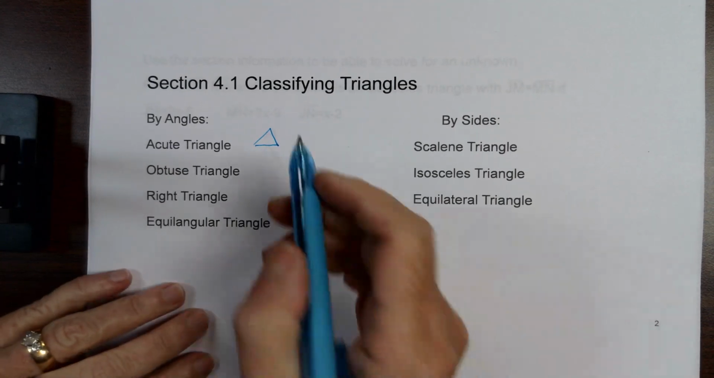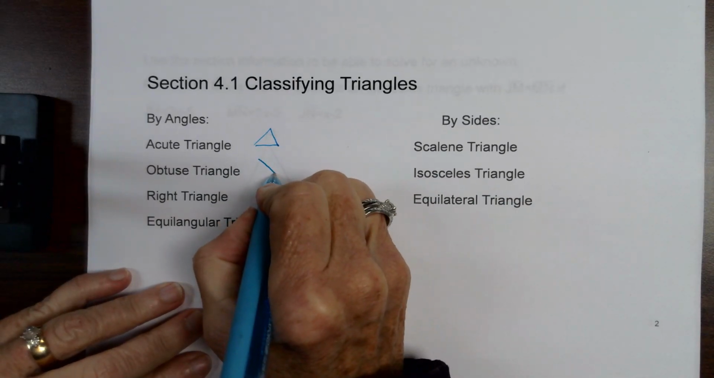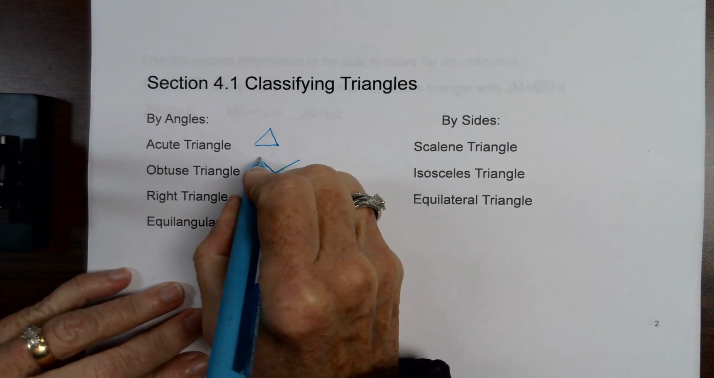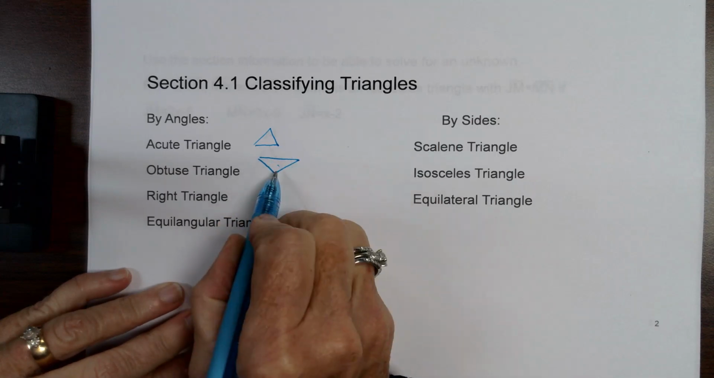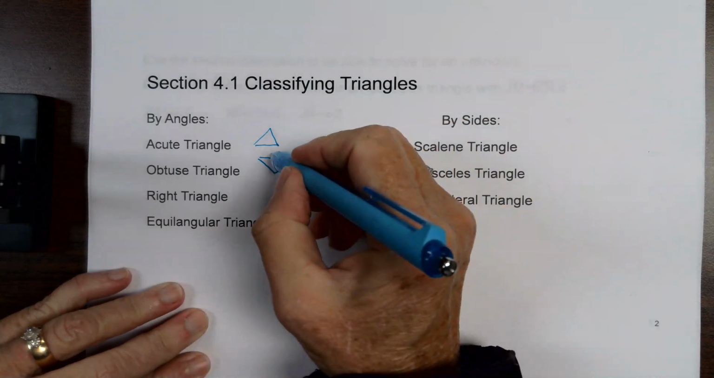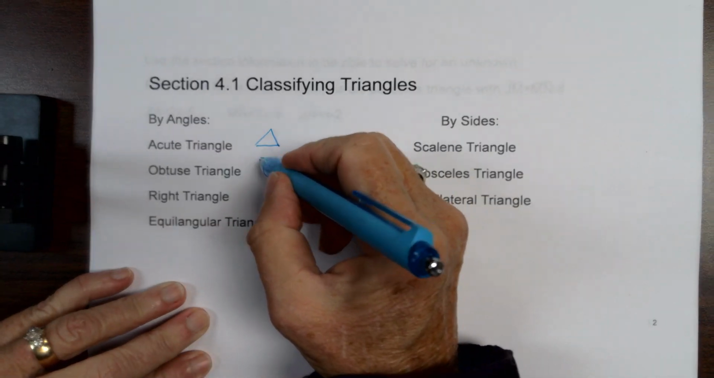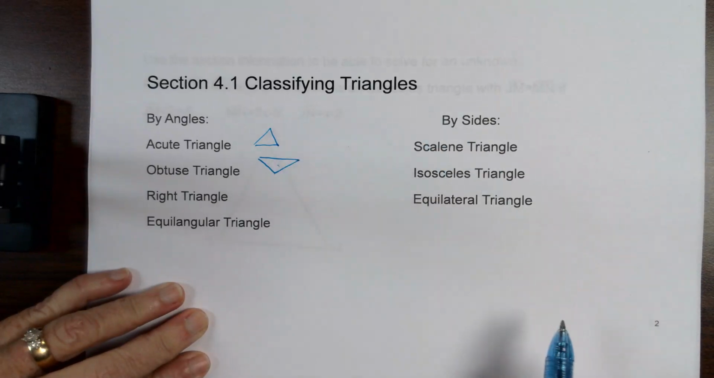An obtuse triangle is a triangle that has one angle that is larger than 90 degrees. This one is bigger than 90. If you put a piece of paper up here, you would see that the line goes outside the corner.